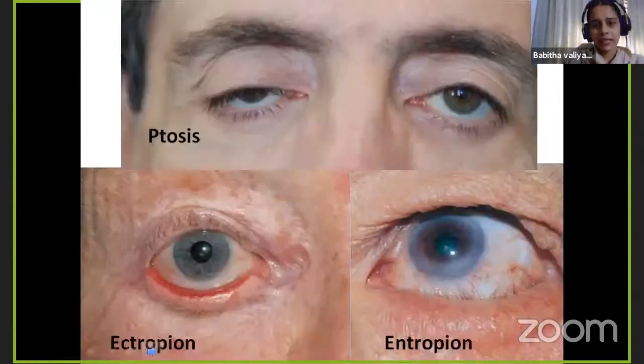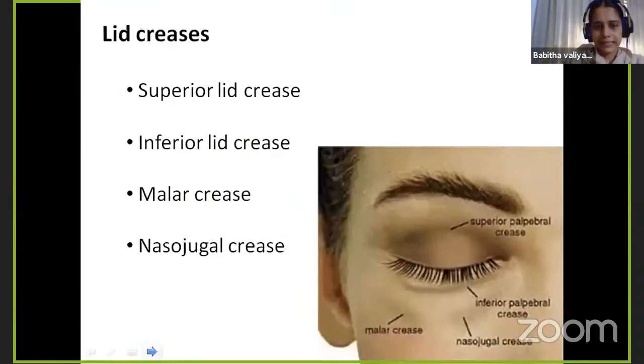These are the positional anomalies of the lid. These include ptosis, that is, drooping of the eyelid, ectropion, outward turning of the eyelid margin, or entropion, inward turning of the eyelid margin. Then these are the lid creases.